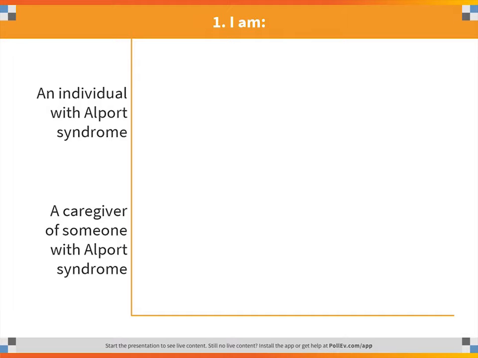Our first question has already popped up for all of you logging in. One thing I want to note as you're answering these: the question is, I am an individual with Alport syndrome or a caregiver of someone with Alport syndrome. As we just heard in the clinical overview presentation, Alport syndrome is an inherited genetic disease, so you might qualify for more than one of these.